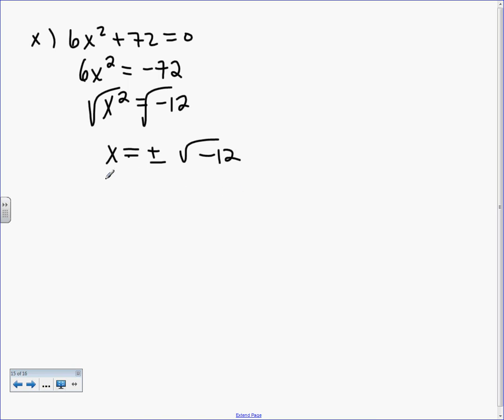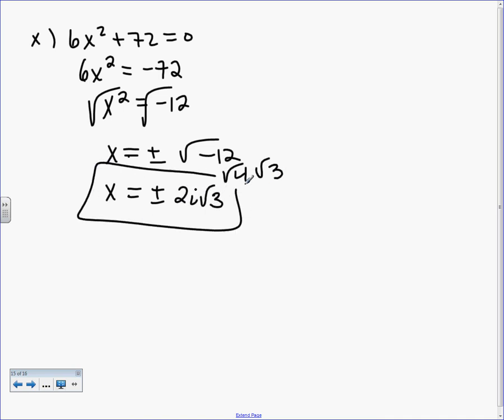And we have to break it down. The i comes out. This is a 4 and a 3, right? So what's the 4 come out as? So 2i root 3. The 4 comes out as a 2. The negative 1 comes out as the i. And the square root of 3 is still the square root of 3.